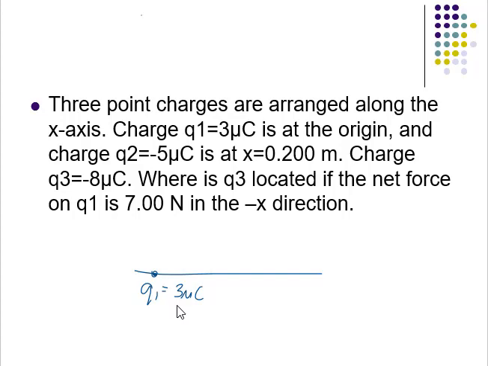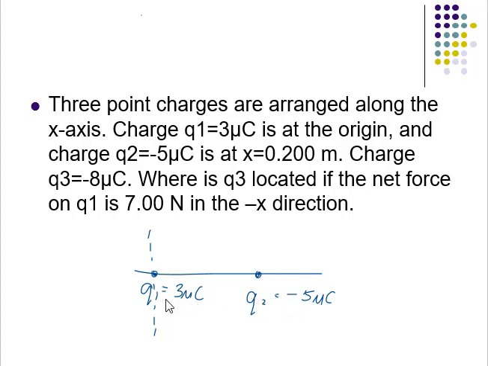And then Q2, which is negative 5 microcoulomb, is at X. Let's say this one is 0.2. This is our origin. And then you have here 0.2 meter. We have Q2 is negative 5 microcoulomb. Now, where is Q3 located if the net force on Q1 is to the negative x direction? So, the net force is to the negative x direction, therefore it's to the left. Okay, looking at this is positive.